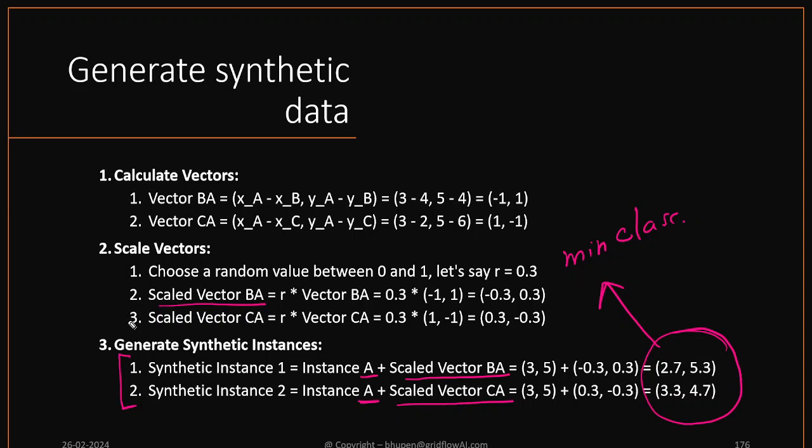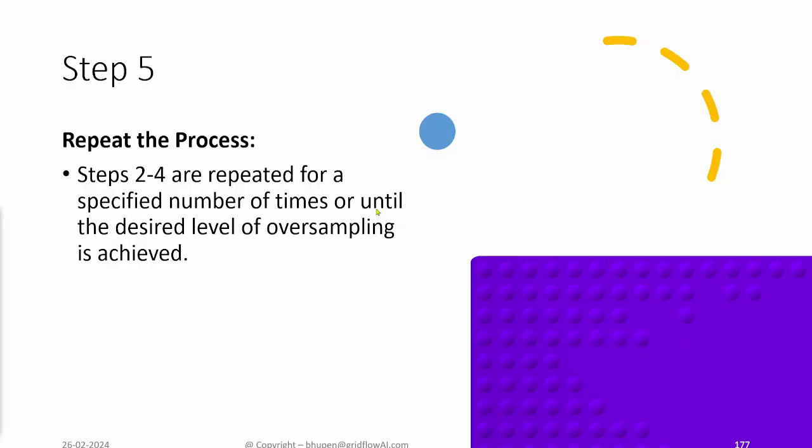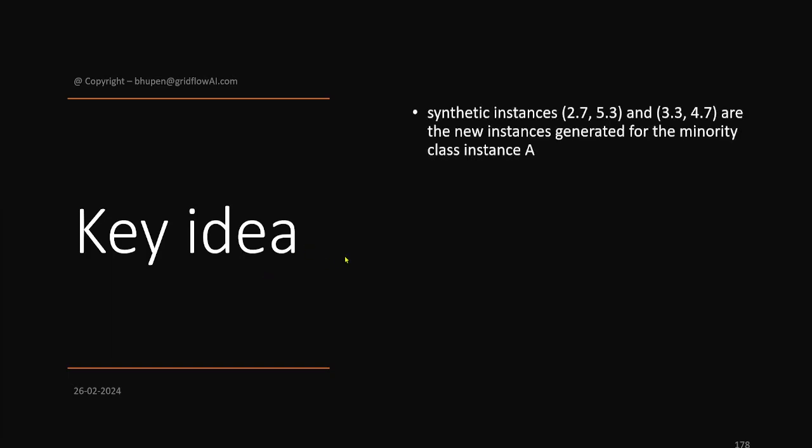So when we come to machine learning and when we deal with imbalances, I'm going to show you how to use the SMOTE algorithm in scikit-learn or Python. So essentially, we repeat the process for a specified number of times or until the desired level of oversampling is achieved. This is also configurable in the algorithm. Thus completes your typical workflow that is done in the SMOTE algorithm.